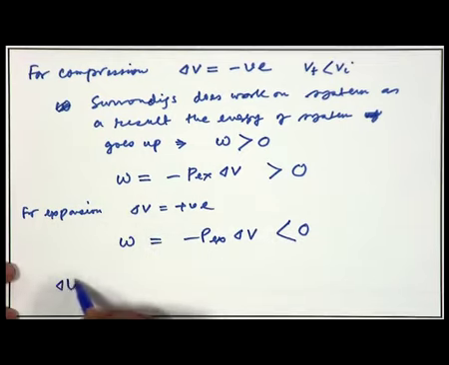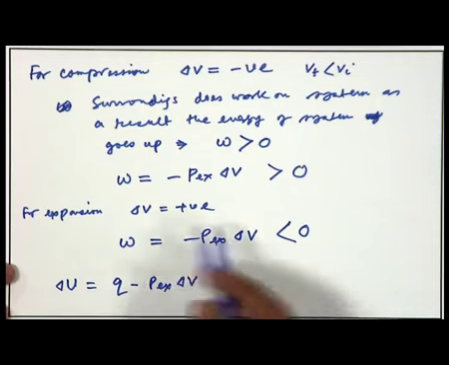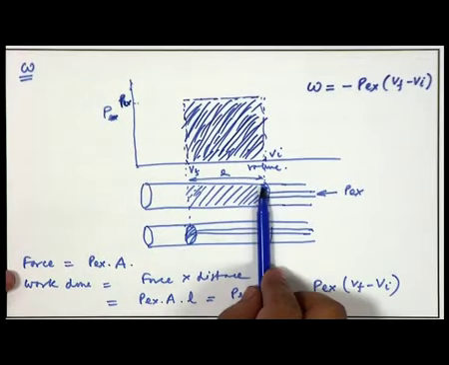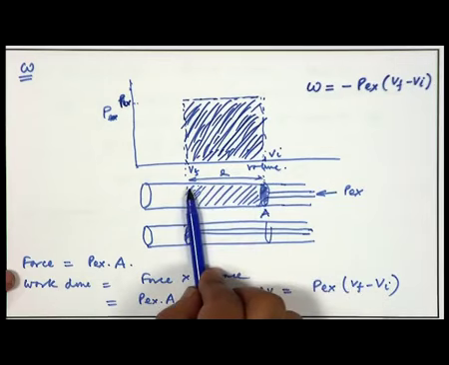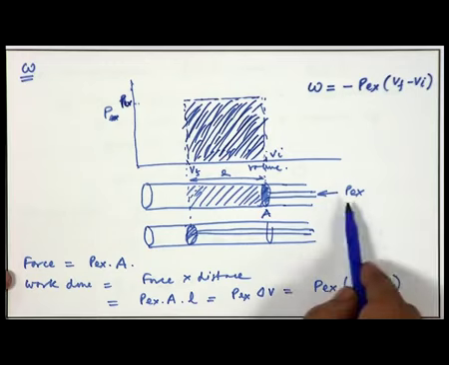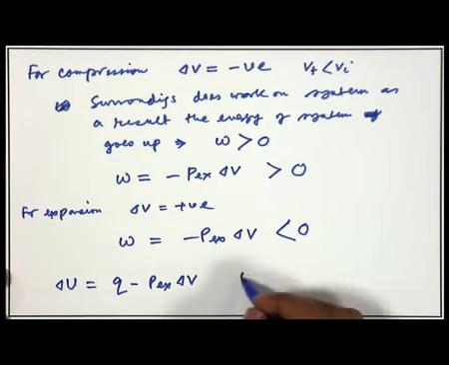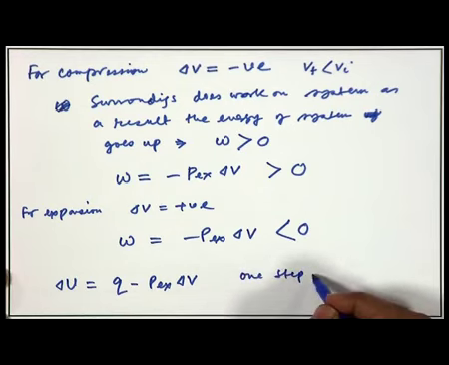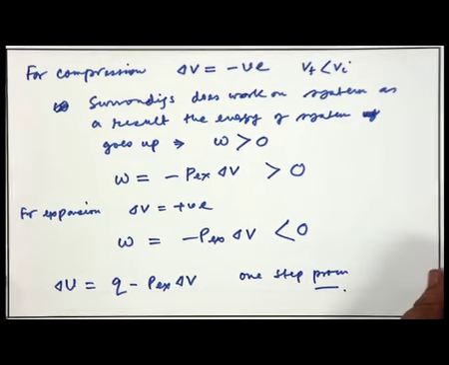So, we can write del U as Q plus W, and instead of W we can write minus P ex del V. In this case, remember we just talked about a one step process where the volume was decreased in one step. That is why the value of P ex is kept here. Okay. So, this is a one step process we mention here, and this is the expression for your work.